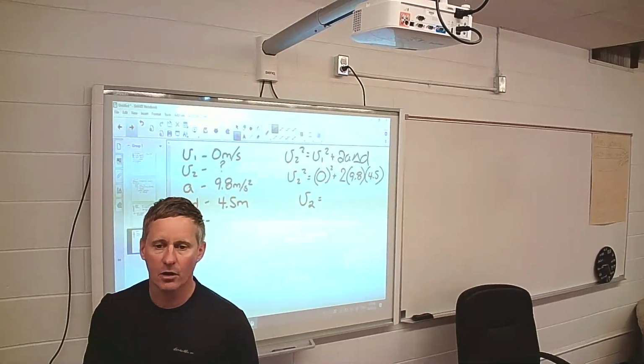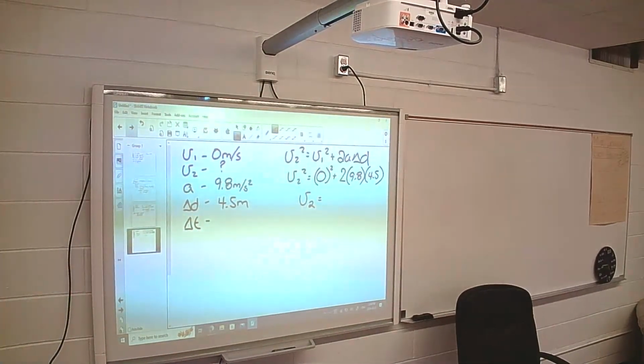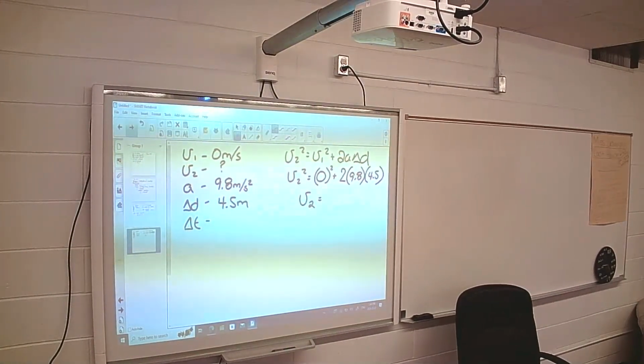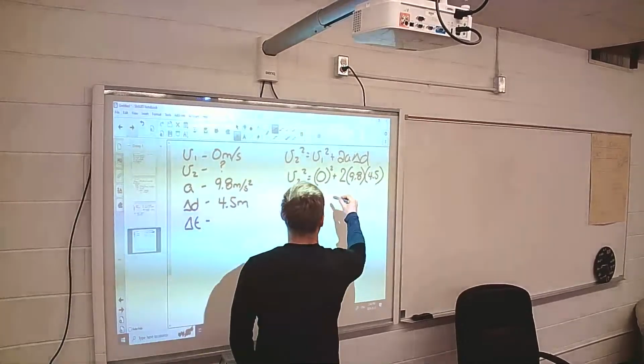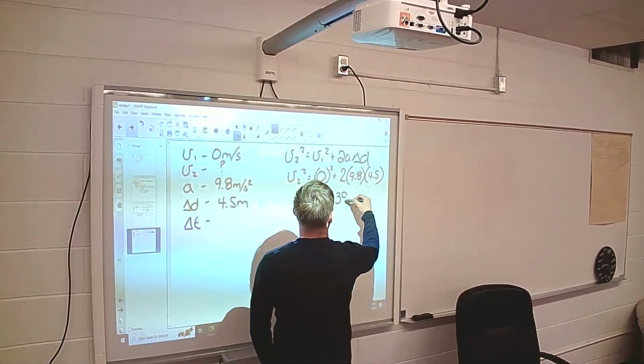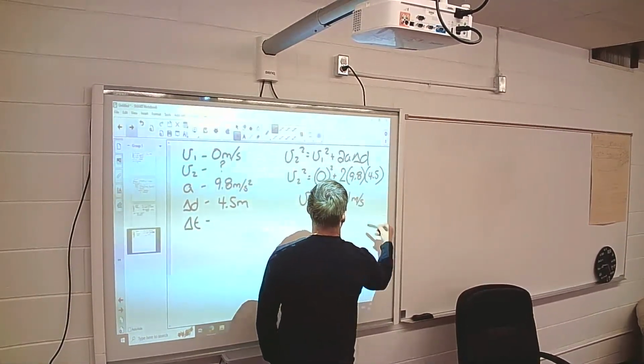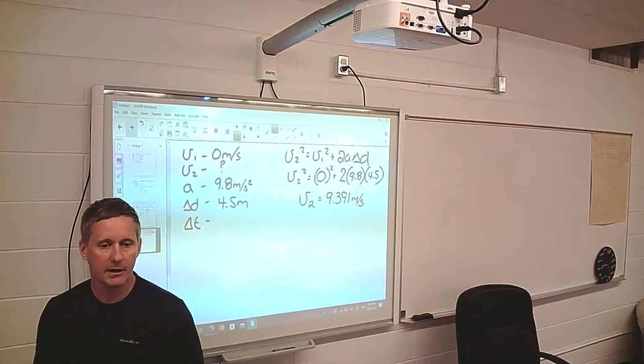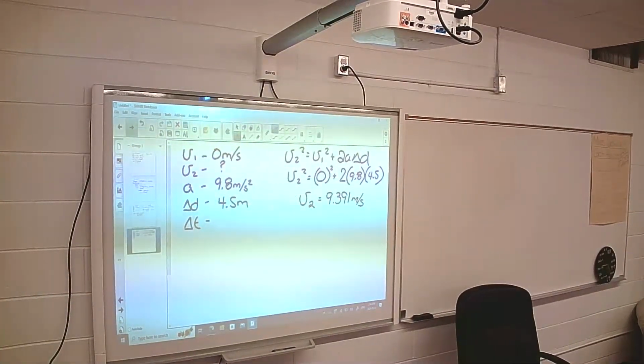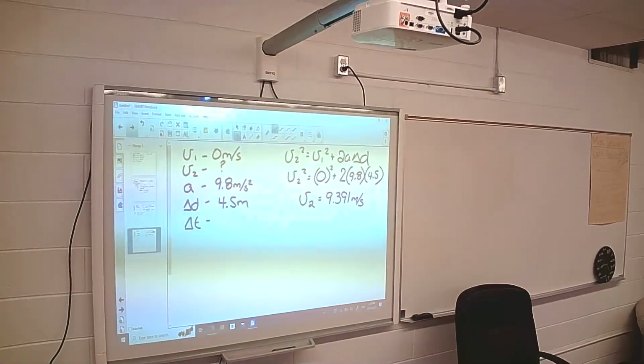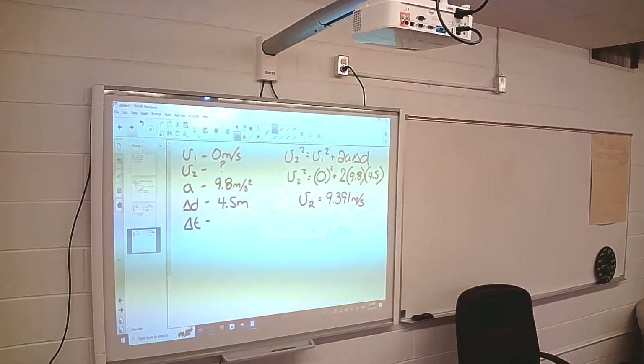What is your impact velocity here? What did you get? 9.39. 9.391 meters per second. Okay. Everybody agrees with that? Madison, you did not get that value? I got a negative, but I'm trying to figure out why I got it.